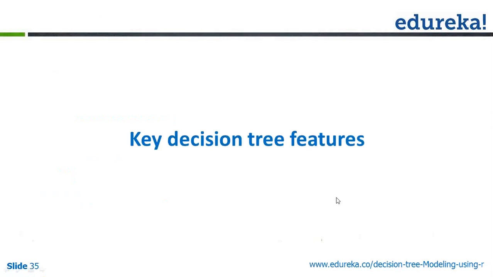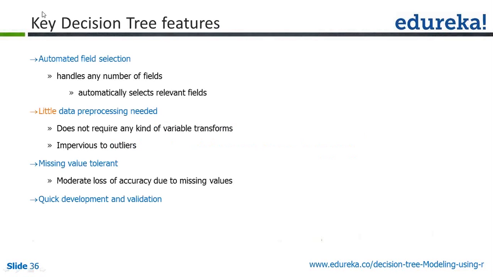Okay. Yeah, this is slide 36, so don't worry about that. So what I'm trying to say is, what are the key features of decision tree? It has automatic field selection. It handles any number of fields. It automatically selects the relevant fields. You are required to do little data processing. It does not require any kind of variable transformation. It does not get affected by outliers. It is missing value tolerant. You don't have to deal with missing values. Also, you don't need to know the principal component analysis or VIF, all those things, to develop a good decision tree. It's a quick development and validation.